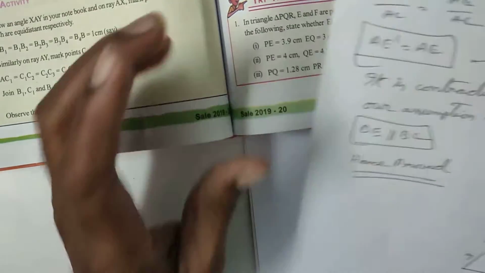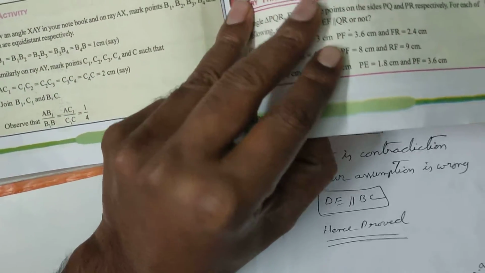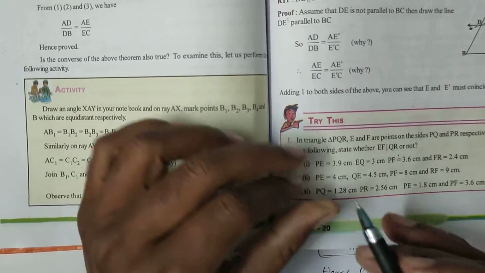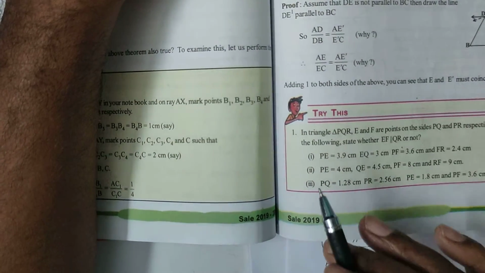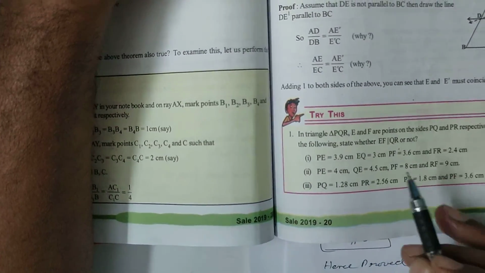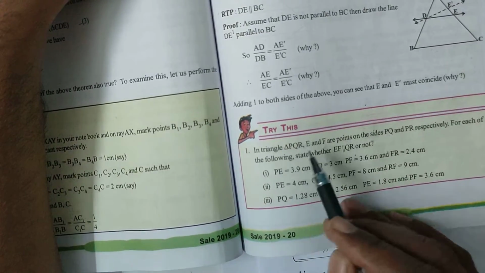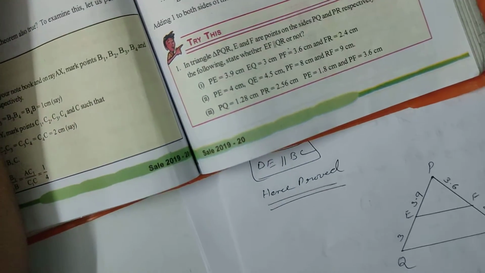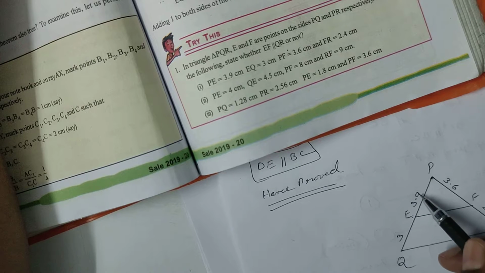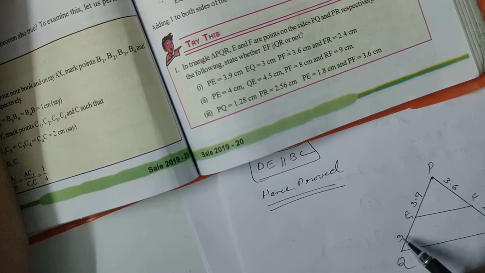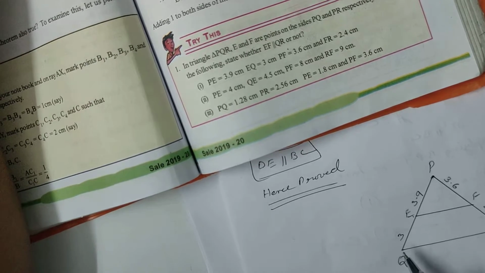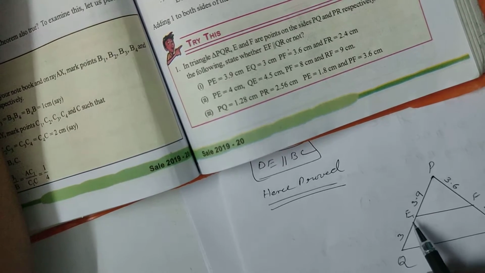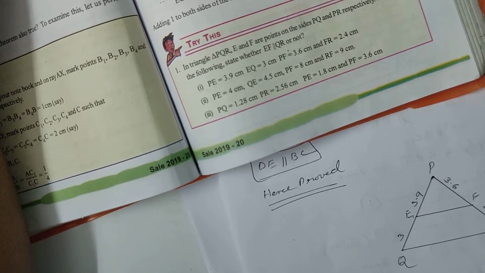Now see the question perfectly again. This is called applications of the basic proportionality theorem, problems based on the basic proportionality theorem. So here PQR is a triangle. P to E distance is 3.9 centimeters. E to Q is 3 centimeters. P to F is 3.6. F to R is 2.4. So now you have to check whether EF is parallel to QR or not.